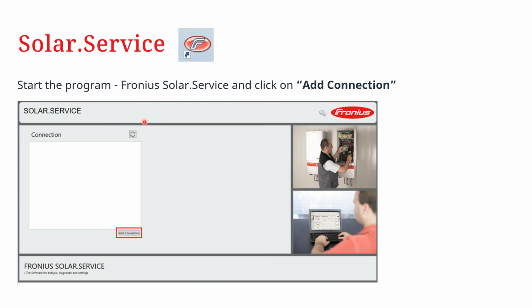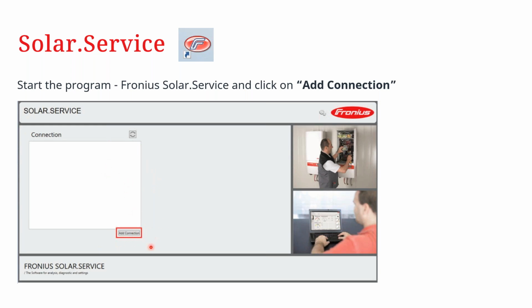After connection, you can now go to your Solar.Service app that has already been installed in your PC. It usually comes up with this icon. Once you double click on it, you now have access to the domain. Once the program is started, the next thing you'll have to do is click on add connection. By clicking on add connection, you're basically trying to add the data manager, or the inverter that has the data manager, which now represents the system, onto the Solar.Service platform.